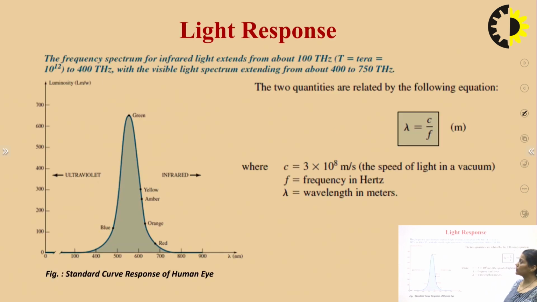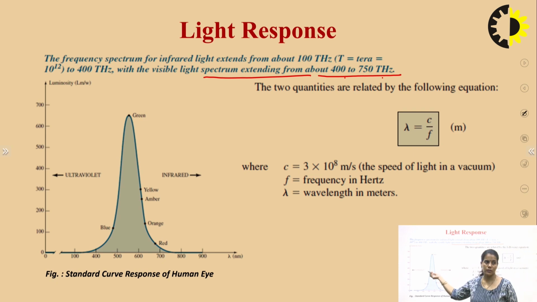This is the light response. The frequency spectrum for infrared light extends from about 100 terahertz, with the visible light spectrum extending from about 400 to 750 terahertz. So, it depends on where in this spectrum the light is lying. If it is lying in the range from 400 to 750 terahertz, then we will get visible light. But if it is lying in the infrared region, then we will not get visible light. So, what is the relation between the wavelength and the frequency? Lambda is equal to C upon F, where C is the speed of light, F is the frequency in hertz, and lambda is the wavelength in meters. This is how the relation is established.